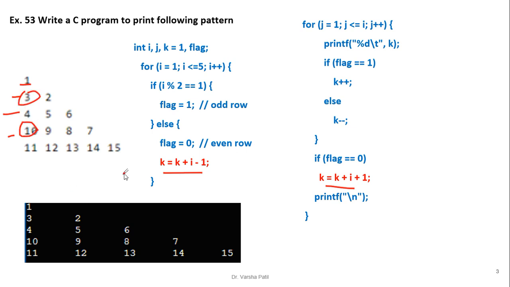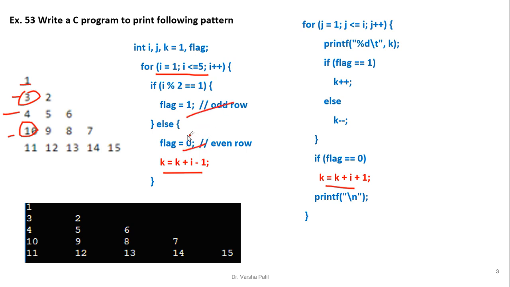Now see the code, how to write down the code. Initially we have to mention whether it is an odd row or an even row. So see, i equal to 1, i is less than 5, that is going for that number of rows. Now the flag status is maintained. If it is an odd row, then flag is 1, otherwise flag is 0.